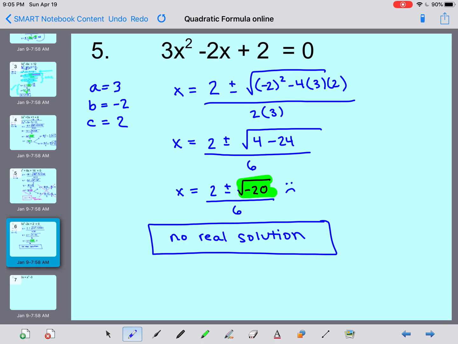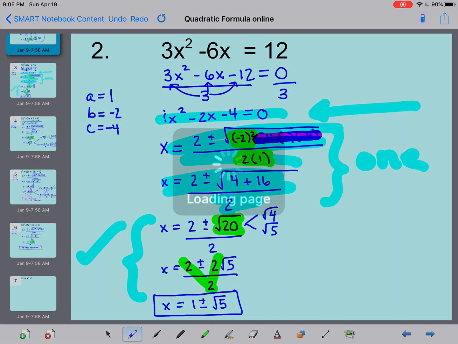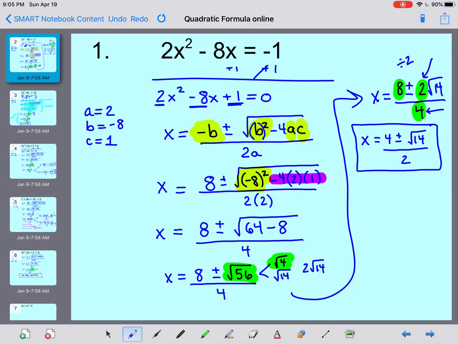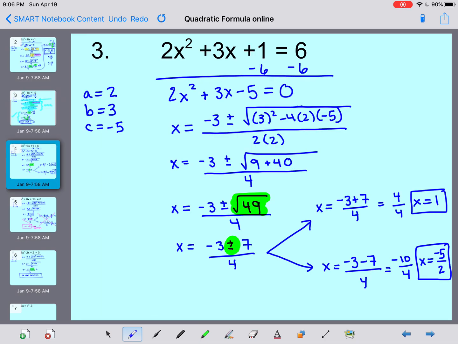So there are 3 different scenarios that can happen. Let's revisit them. On numbers 1, 2, and 3, we got 2 answers every time. This is 2 answers right here. It's just written as 1. It's 4 plus root 14 divided by 2. It's also 4 minus root 14 divided by 2. 2 answers. On number 2, down to the bottom, we got 2 answers. 1 plus root 5, 1 minus root 5. Here we got 2 answers.